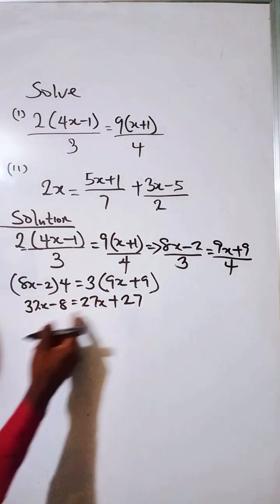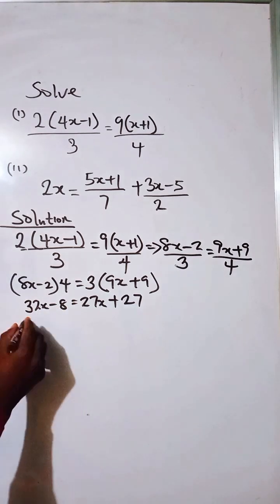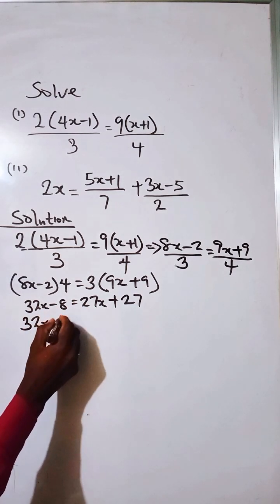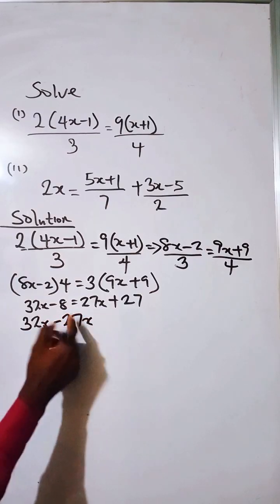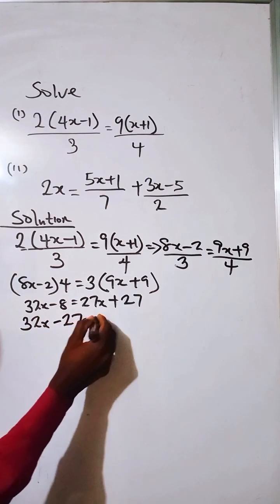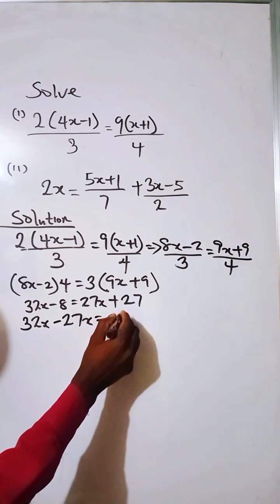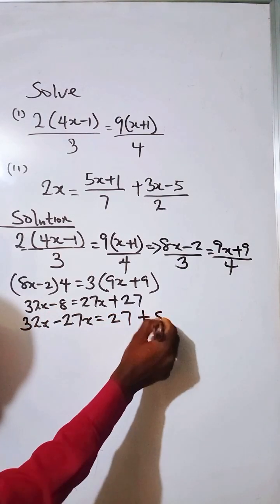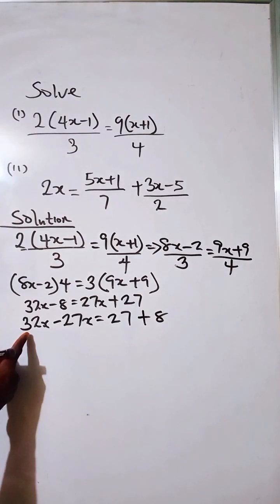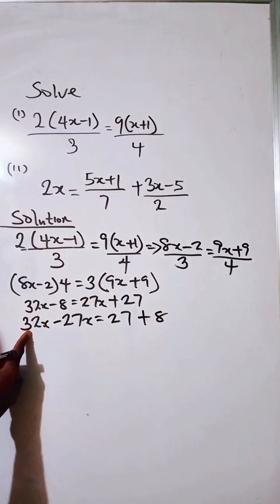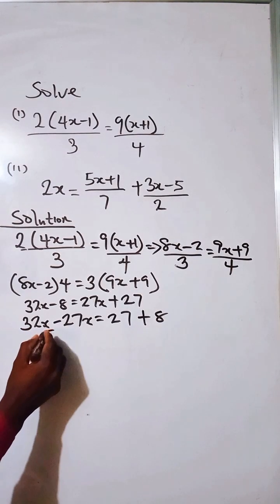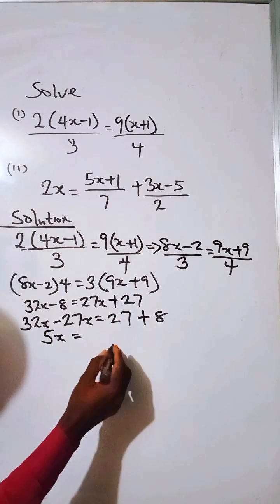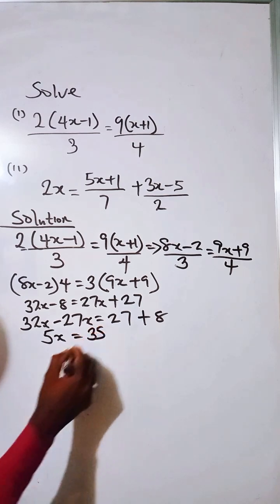We transfer the numbers to the other side of the equation, so we have this as 32x. For 27x, it turns to minus 27x, since it's positive here, so it equals, we have 27. When we add this to both sides, this minus 8 will turn to plus 8. So when we subtract 27x from 32x, we have this as 5x, equals, so when we add up this, we have this as 35.